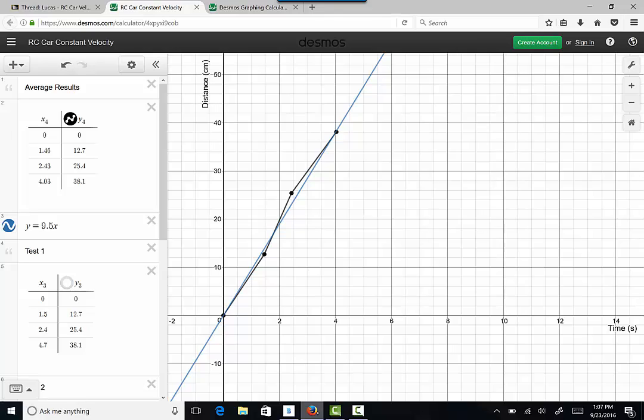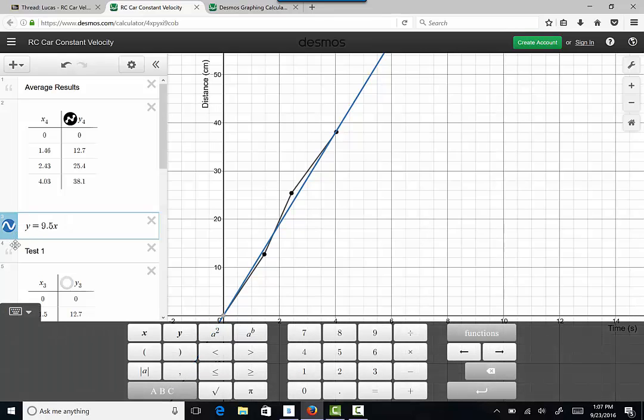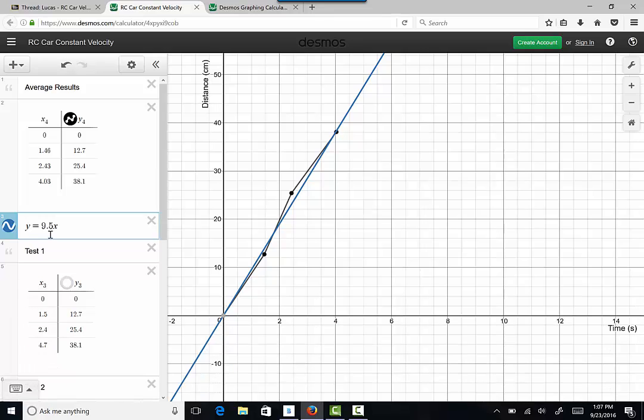So this is Lucas's data. You can see that he has graphed on here distance in centimeters on the y-axis, time in seconds on the x-axis. And over here on the left, he has an equation of the line. That equation of the line is important because it tells us that if we do a best fit line between our points, that's what the blue line here shows, then it does in fact make a straight line.